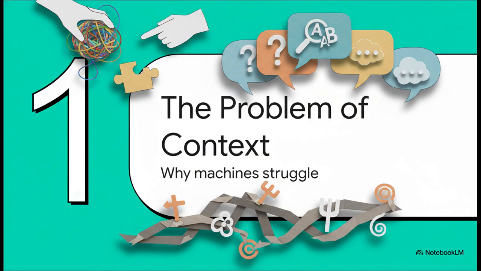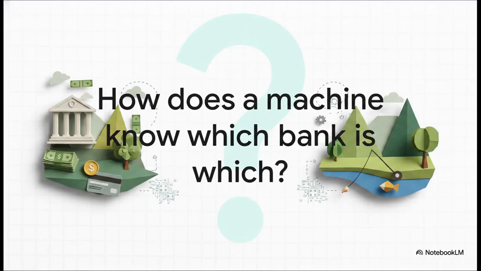Human language is incredibly messy, inherently ambiguous, and heavily reliant on what surrounds a word. So let's start with a relatable little puzzle. Think about the word bank. To a human, it's instantly obvious what this word means depending on the sentence it lives in. But to a machine, well, B-A-N-K is just a string of characters. How on earth does a computer know if you're talking about depositing a check or sitting by the water?